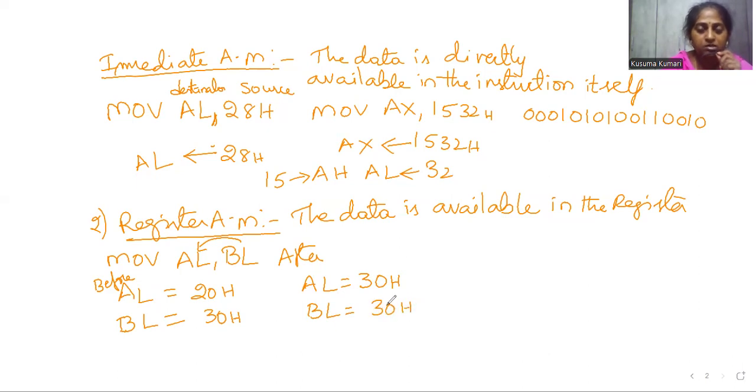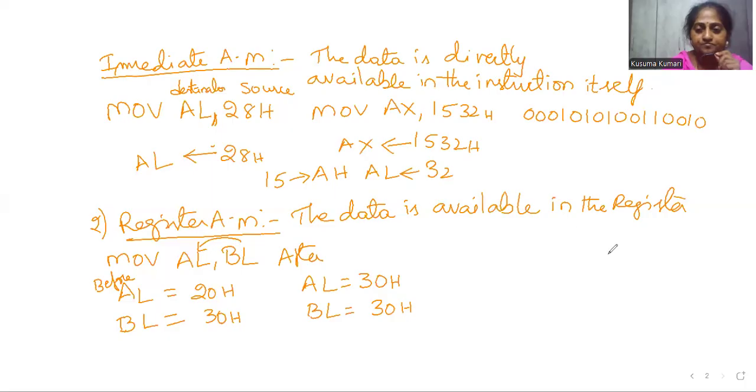It is just like a copy. The data is copied from the BL register to the AL register, or simply the data is transferred from the BL register to the AL register. Whatever data we are transferring is specified in the register. In immediate addressing the data is specified in the instruction itself, that's why it is immediate addressing mode. This is register addressing mode. So after this, the BL register contents are transferred to AL, so the AL register becomes 30 and BL remains the same, 30.